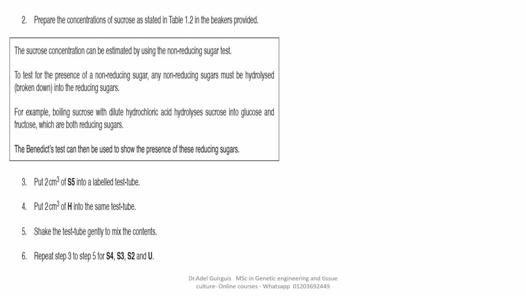They are a source of electrons to reduce Cu2+ found in Benedict solution into Cu+. Cu2+ is blue in color. Cu+ is red in color. Red plus blue makes the solution greenish, the first positive result, as we see later. The Benedict's test can then be used to show the presence of these reducing sugars.